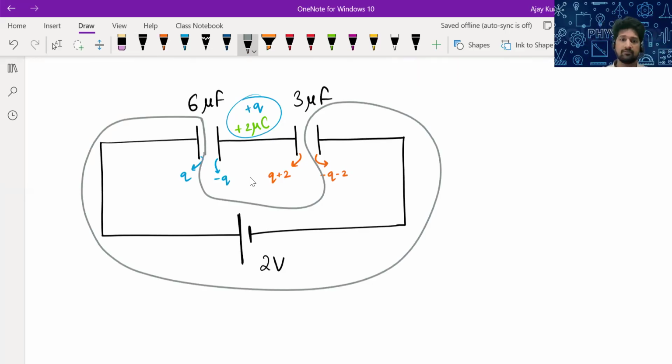Now, what did we do to the leftmost plate? We assumed a charge, small q, on the leftmost plate, and the rightmost plate is getting minus q minus 2. Then what is the net charge on this region now? Minus 2. How is that possible? The net charge on this region was 0, so it can't have minus 2.